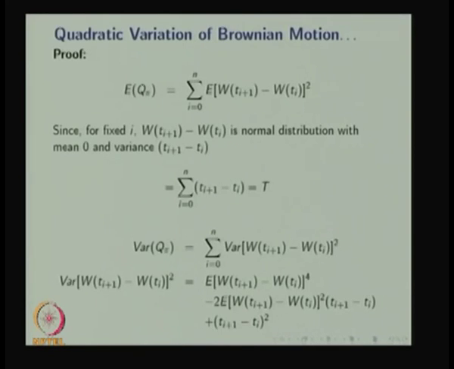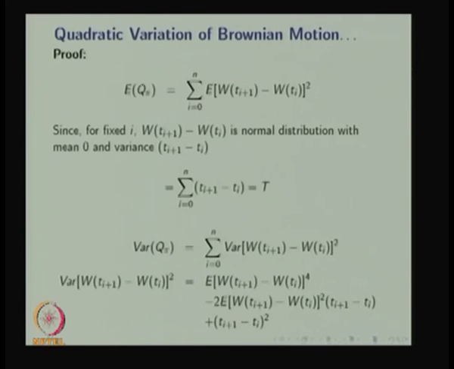The proof is as follows. First, we will find out the expectation of Q_π. That is nothing but the summation from i equal to 0 to n minus 1 of the expectation of (W(t_{i+1}) minus W(t_i)) whole square. Since for fixed i, the difference of the W's is a normally distributed random variable with mean 0 and the variance is nothing but the length of the interval.